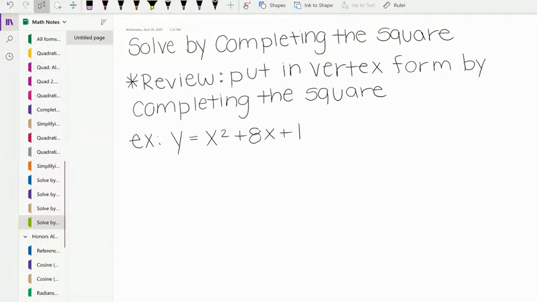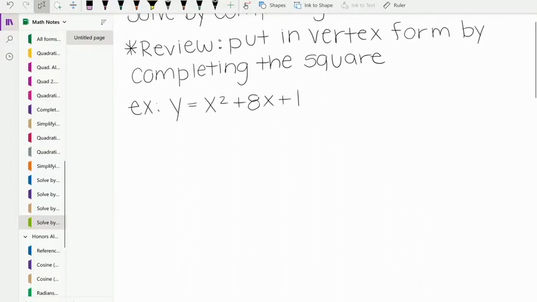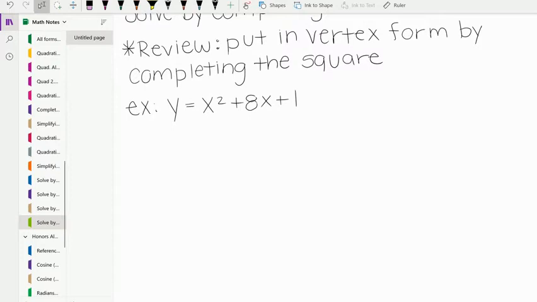So we're going to be looking at the second method of solving a quadratic algebraically. So we looked at taking the square root, and now we are going to look at completing the square. Now, because we've already spent a few days on completing the square, I'm hoping that this won't be as difficult. So we're going to go ahead and review what completing the square is and how we used it to put a quadratic in vertex form.